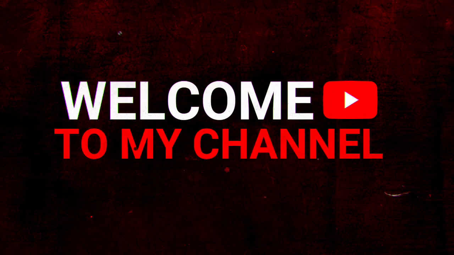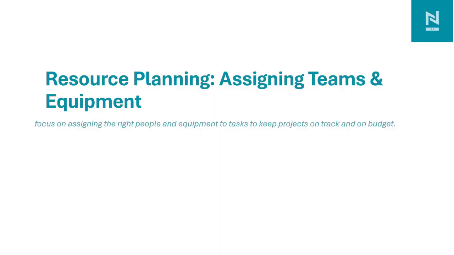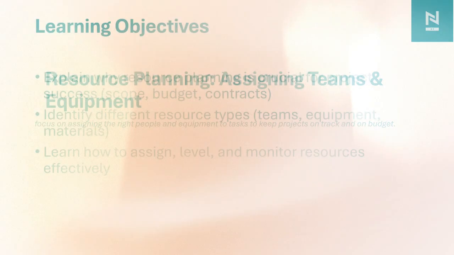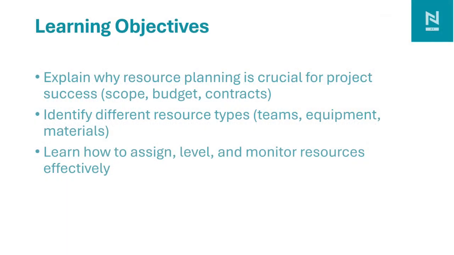In this video, I will be explaining resource planning, assigning teams and equipment. I will be focused on assigning the right people and equipment to the tasks to keep the project on track and on budget. By the end of this video, you will learn why resource planning is crucial for project success. You will identify different resource types: team, equipment, material. You will learn how to assign, level, and monitor resources effectively.